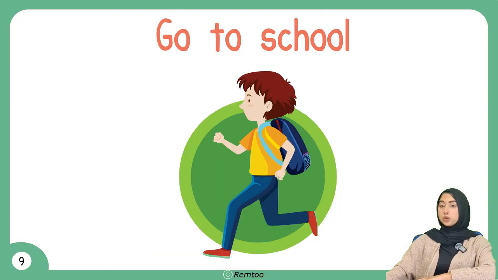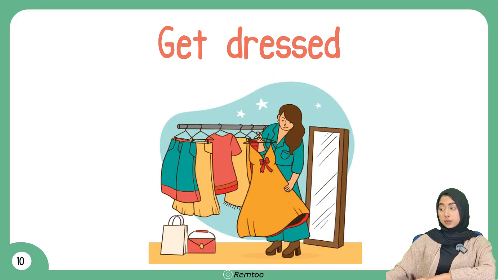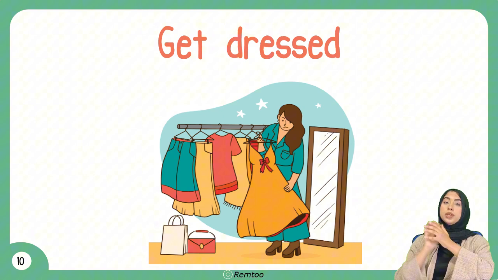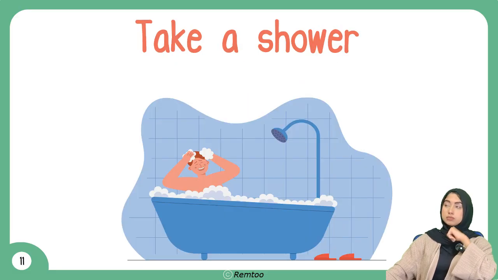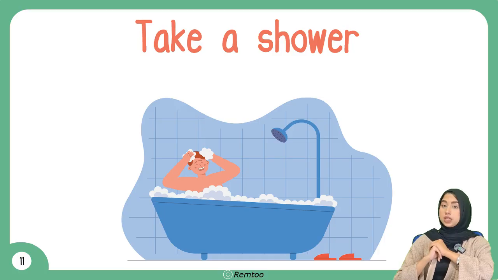The following word is go to school. Go to school. Yeah. So for example, I go to school every day at 8 a.m. Good job. Okay, then we have get dressed. Get dressed, it means to put on your clothes, before going out. Yes, good, good. Then we have take a shower. Take a shower. Good job. For example, I take a shower every day, we can say at night or in the morning.